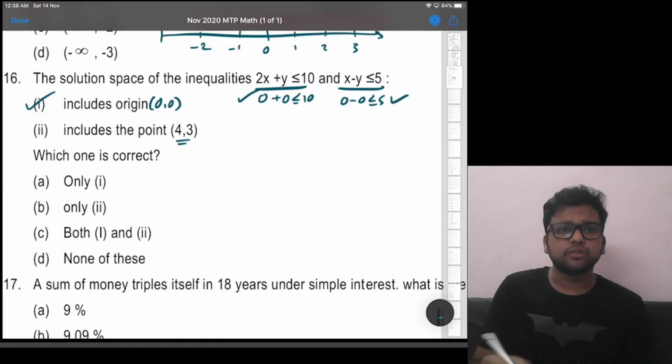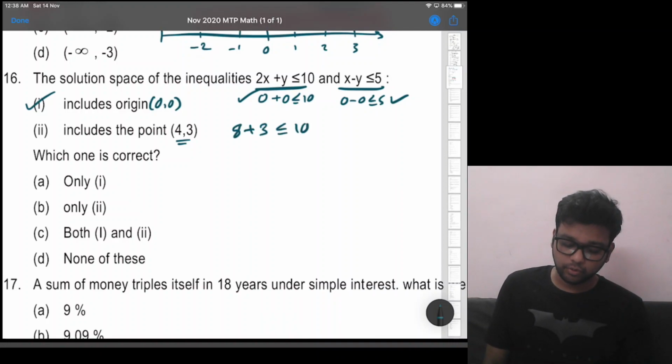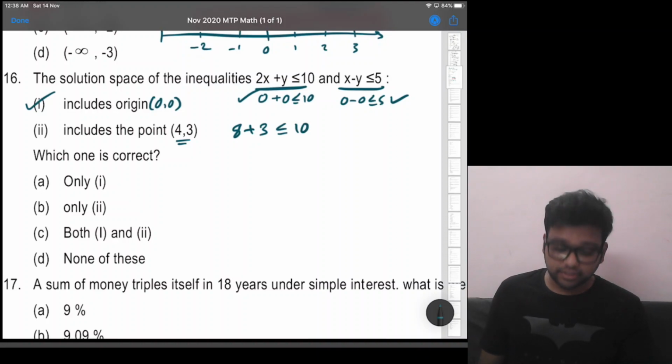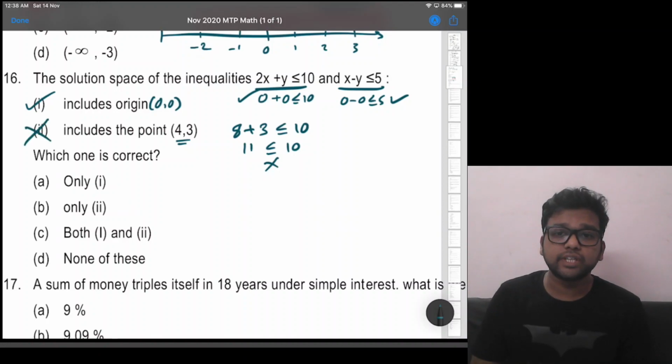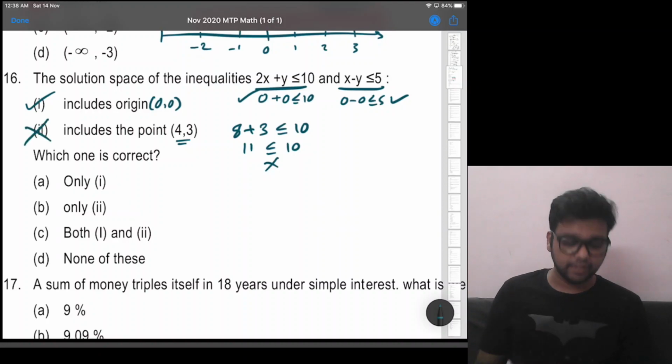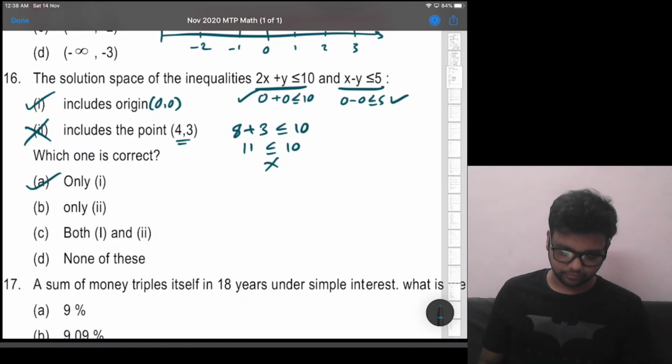Second is 4, 3. So let's put 4, 3. So 2 into x, which is 4, so 2 into 4, 8, plus y, which is 3, is less than or equal to 10. Okay, 8 plus 3 is 11. 11 is not less than or equal to 10. This is wrong. That means this point is not included. We don't even need to check the second equation. So only one is correct. The second one is not correct. Both the inequalities should be satisfied by the point.